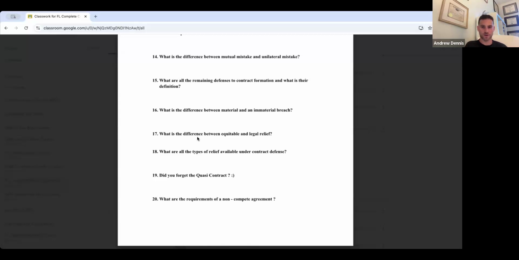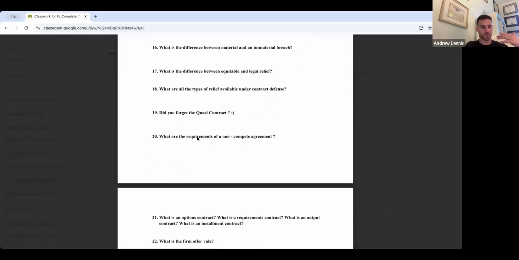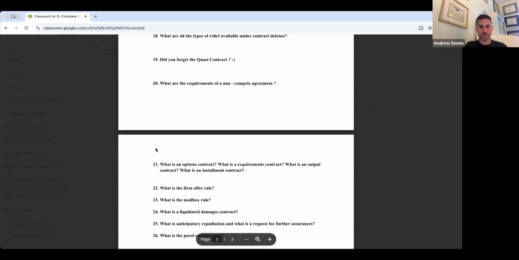Yeah, pretty solid. Okay, so what are the requirements of a non-compete agreement? They have to be reasonable in subject matter, geographic scope, and duration. These are interesting, different types of contract, like an options contract. That means it stays open. You need consideration unless it's between merchants and it's a firm offer. A requirements contract means they agree to supply all that's needed. An output contract means they'll purchase all that is produced. And then an installment contract, delivery occurs sequentially.